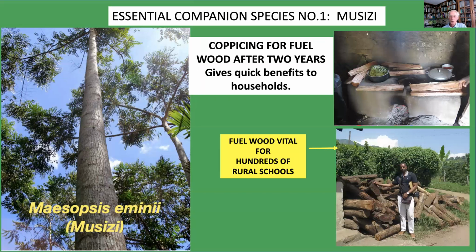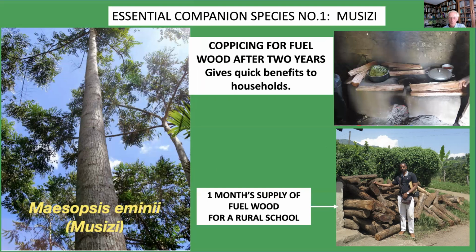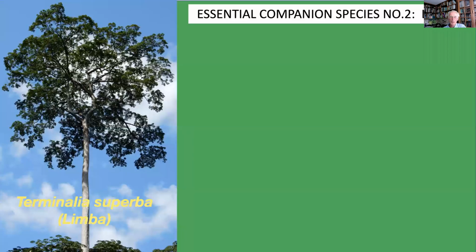It's also vital for fuel wood for schools. So for example, in this particular school, in the area where we plant our trees, that's, for example, 1 month's supply of fuel wood for a rural school. So in other words, this tree is vital, right?